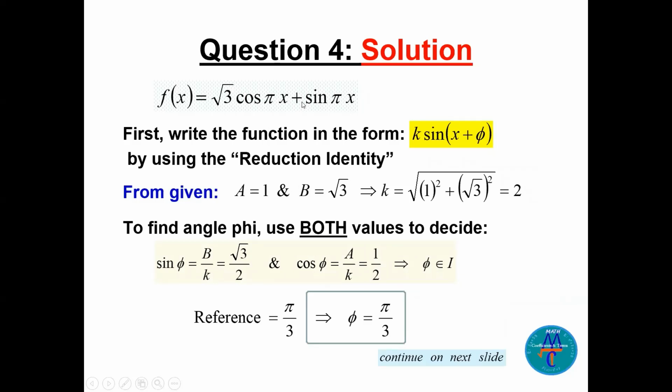Capital A is the coefficient of the sine, which is 1. Capital B is the coefficient of the cosine. Then I find k, which is 2. Now I need to find phi. Sine of phi will be b over k, cosine of phi will be a over k. So phi is in quadrant 1 because both are positive, and phi will be pi over 3.